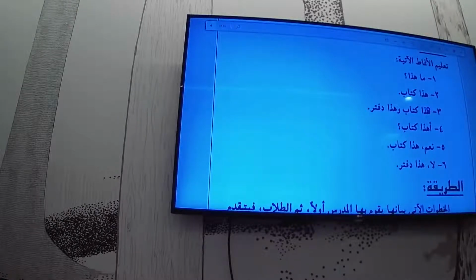Let's continue on. We learned mahada wa mahada. Now we're learning what class? Ahada. Ahada. And mahada means what is this, right? Then you say this is. Mahada means what is this, and hada means this is. Now we're learning what class? Ahada, is this. Very good, Talia. Is this.